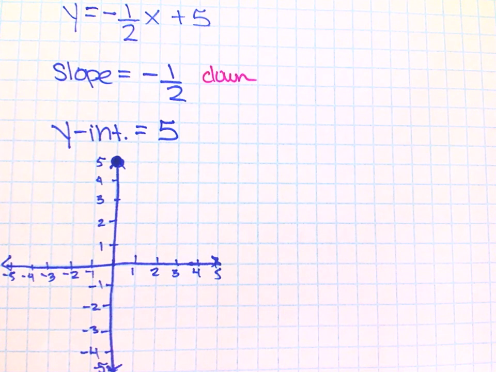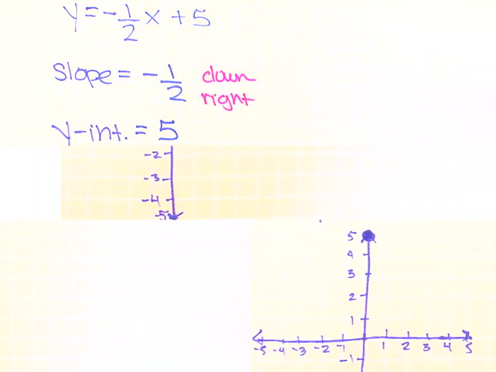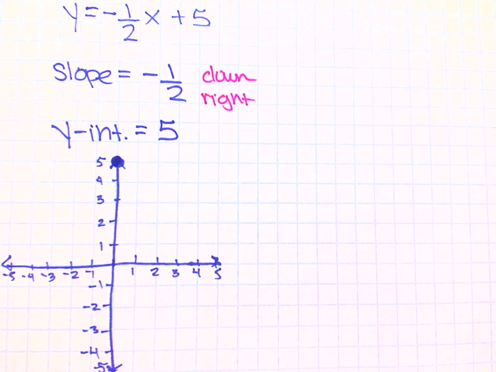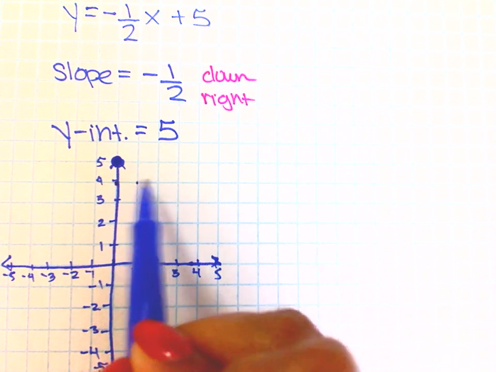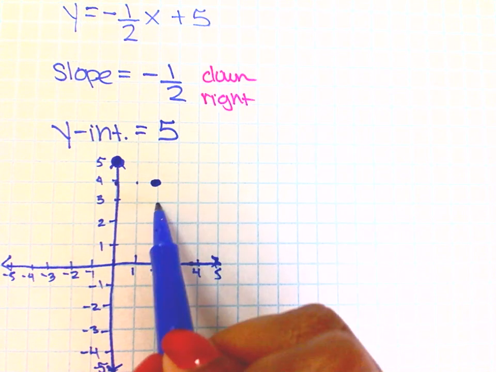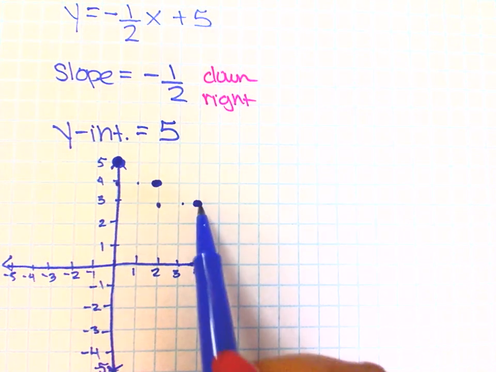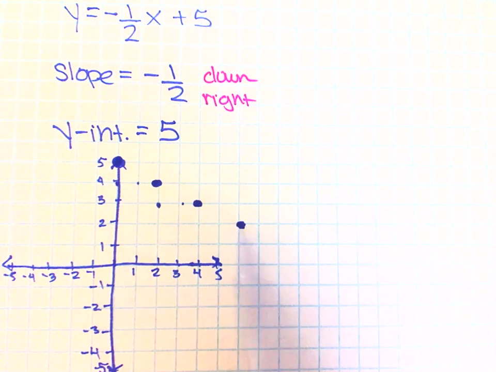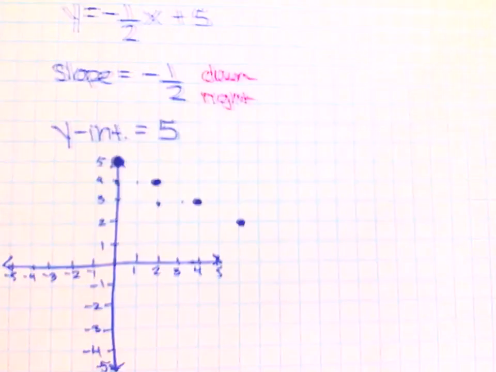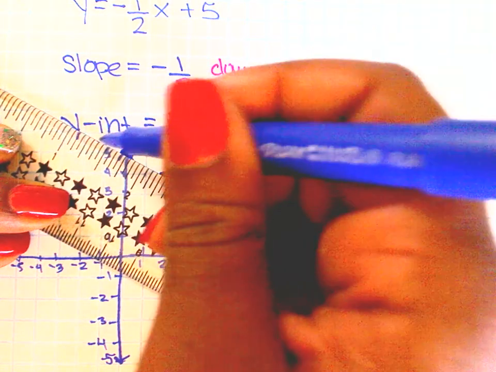Positive 2 means do I run to the right or left? Right. Right is positive on the graph. So I'm going to go down 1 to the right 2. Here we go. Down 1 to the right 2. Put a dot. Do that. Down 1 to the right 2. Put a dot. Put at least 3 dots, but I'm going to go one more. Down 1 to the right 2, just to make sure my line is straight. And then from there, you're going to connect the dots.